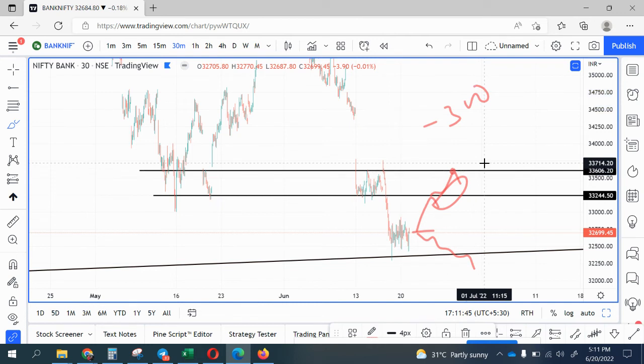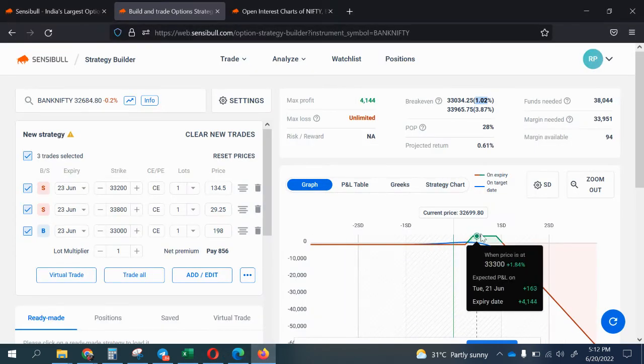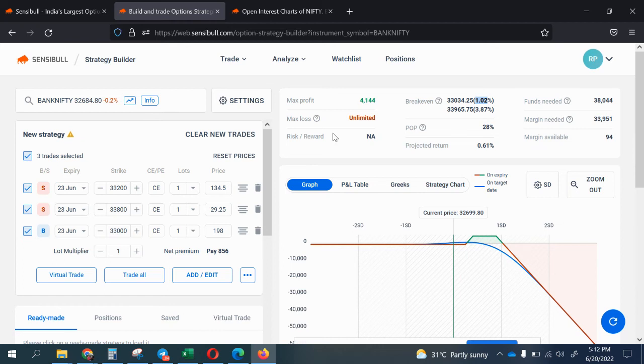You can exit this leg and move it 100 points down, that is 33,500. Again, if the market goes 100 points down, you have to exit this and roll down your PE 100 points down. Again, if it keeps going down, just roll down by exiting this trade. And even if the market gives a U-turn, you will trap the market in this green zone, because you still have the potential of your maximum profit.